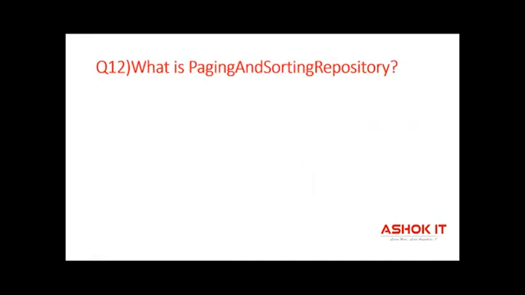Question 12. What is paging and sorting repository? This is the repository given by Spring Data JPA. It is actually for two purposes. One is sorting. You want to select the data and you want to sort the data while selecting, in ascending or descending order. That's one purpose. There is a findAll method which takes a sort parameter.